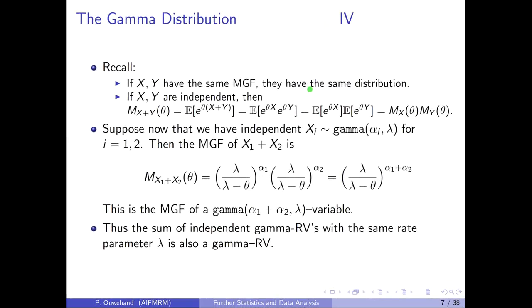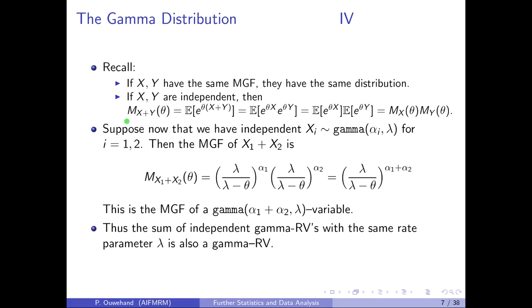Now recall two facts about moment generating functions. Firstly, if two random variables x and y have the same moment generating function, then they must have the same distribution. Secondly, if x and y are independent random variables, then the moment generating function of their sum is equal to the product of their moment generating functions. This follows quite easily from the definition of moment generating function.